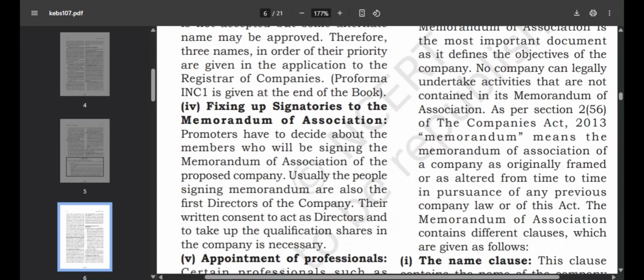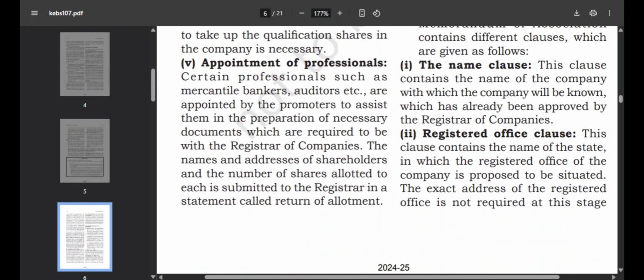Now let's see what the name clause is under MOA. This clause contains the name of the company with which the company will be known, which has already been approved by the registrar of companies. Name approval is your first step, that is when your name goes to the registrar of companies for approval. The name clause is when your name has come to you as approved by the registrar of companies.